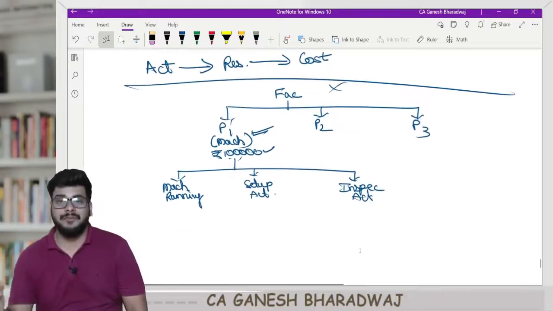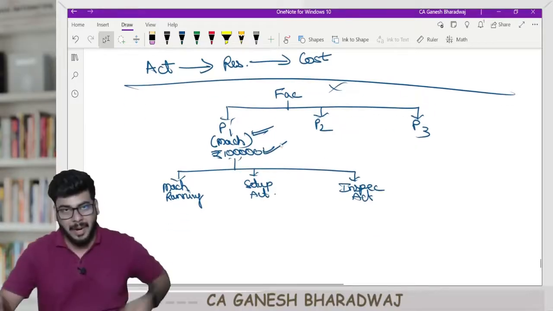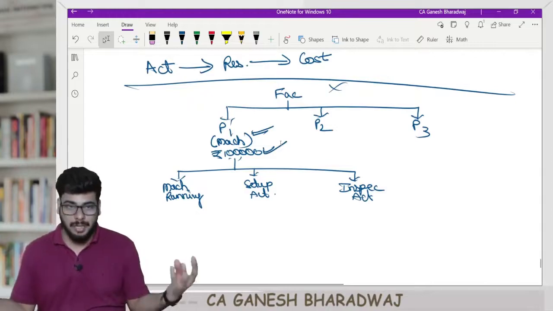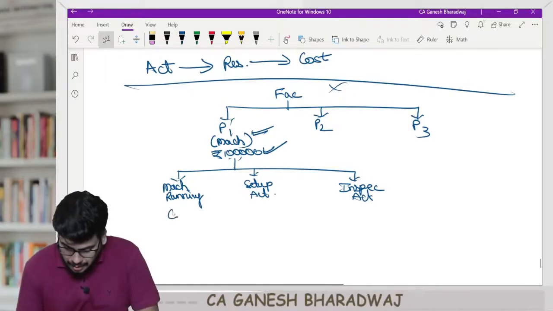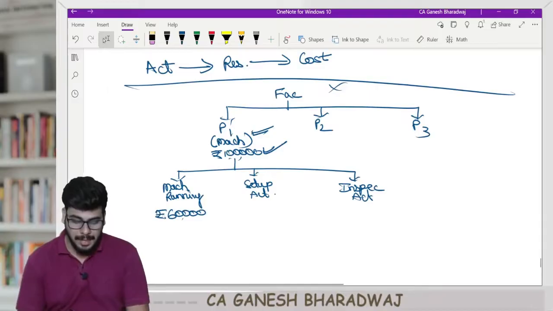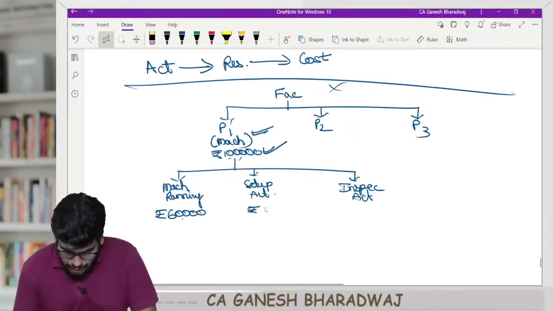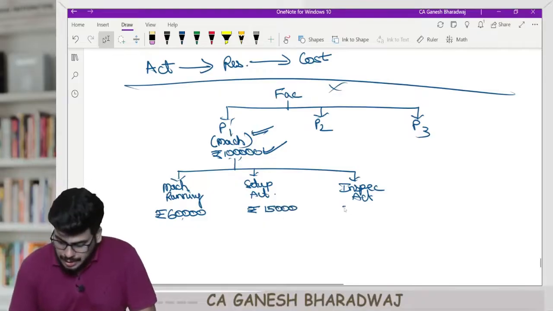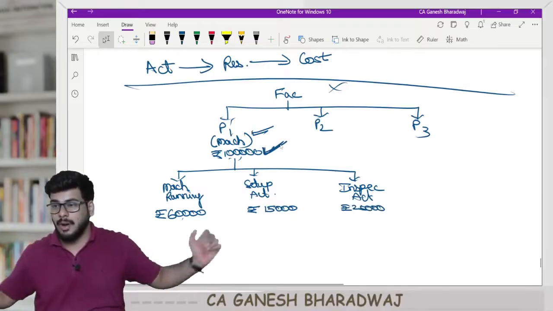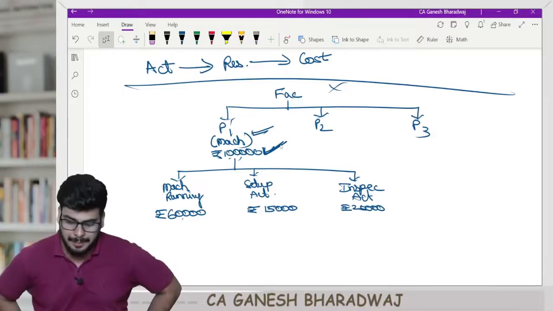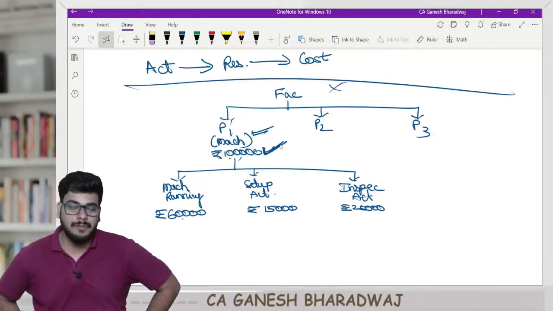Now they have found out that in department P1 there are actually 3 activities happening, and the machine running activity is incurring a cost of 60,000 rupees. The setup activity is incurring a cost of 15,000 rupees, and the inspection activity is incurring a cost of 25,000 rupees. Or in other words, the breakup of this 1 lakh is further broken down activity-wise. Are you clear with this, guys? Now if you see, it will all make sense.